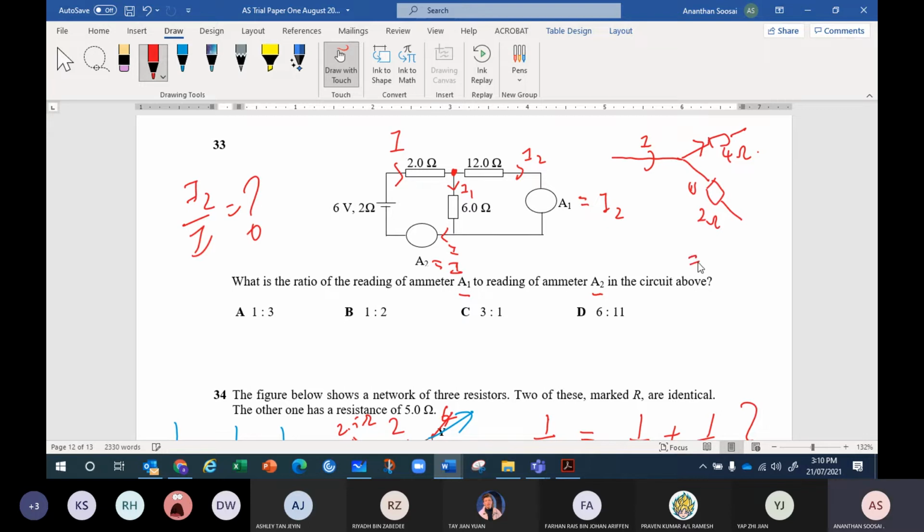How do you calculate this? The main branch current is I. It's split into 2 branches. One is 2 ohm, another one is 4 ohm. How many I will flow to 4 ohm?